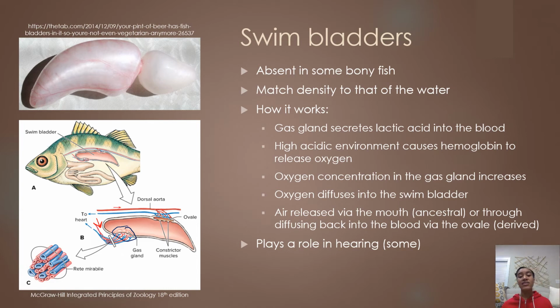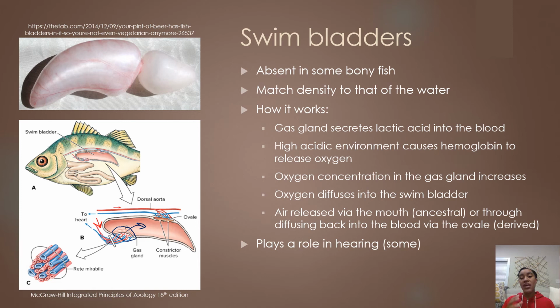And the high lactic acid concentration will cause the hemoglobin from the red blood cells to release their oxygen. And that oxygen will then be stored or deposited into the gas gland. And from there, the oxygen will diffuse from the gas gland into the swim bladder. And this is how the swim bladder is able to inflate. And so the more oxygen that's being released from your red blood cells and being put into the gas gland, the more oxygen that's able to be put into the swim bladder, and it will inflate.